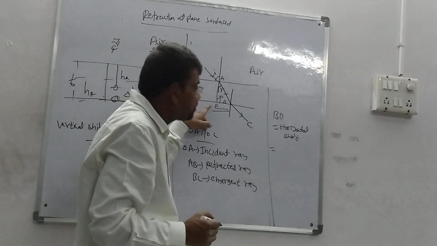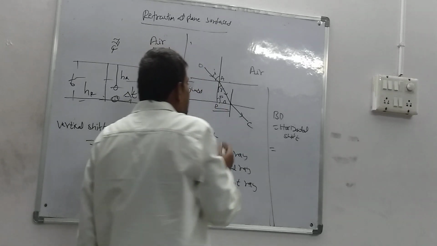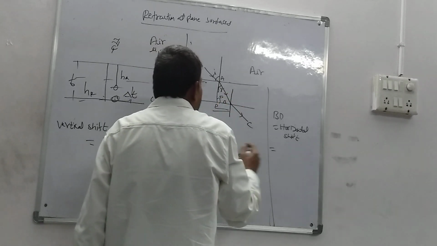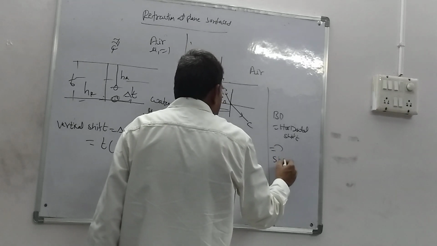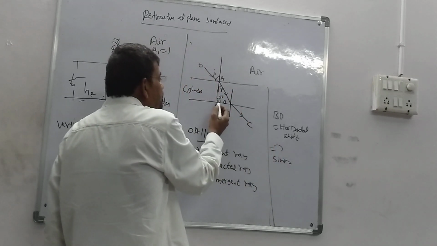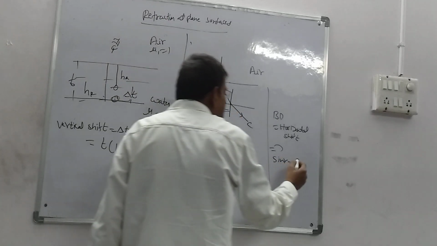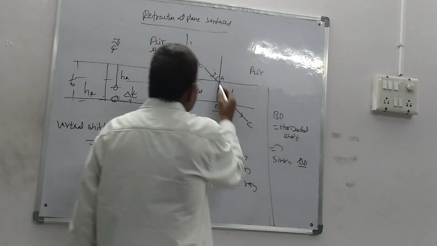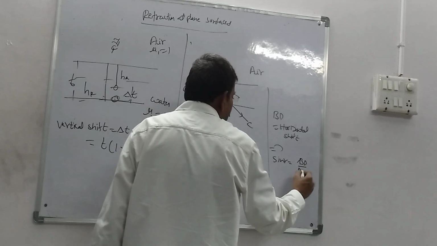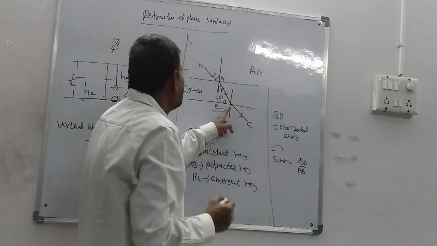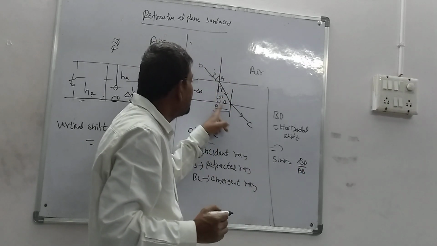Again, this is the normal and this is the thickness. From applying, how much angle is made here? Sine theta. So sine R. So what is the formula for sine theta? If this is 90, I put it. This is the angle, opposite side. What is this? BD. BD by AB. If we know the BD value, what are we finding? The AB value.